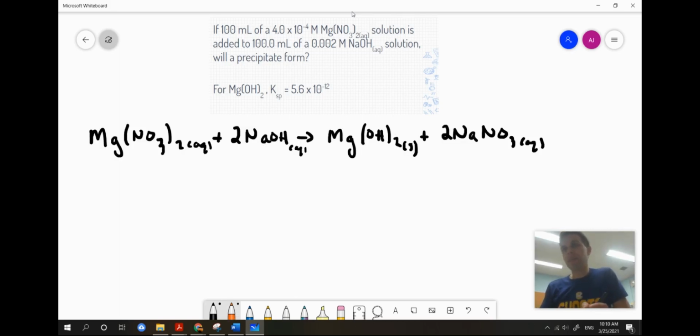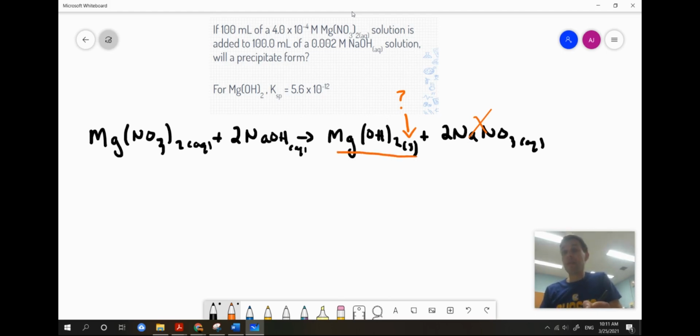So here's my double displacement reaction. Sodium nitrate is a highly soluble salt, so its KSP value is going to be quite large. We're not even going to worry about that. What we're interested in here, and we can see that I've provided the KSP value for magnesium hydroxide, is whether we will actually get a precipitate given these initial concentrations. So this is the substance we're interested in.